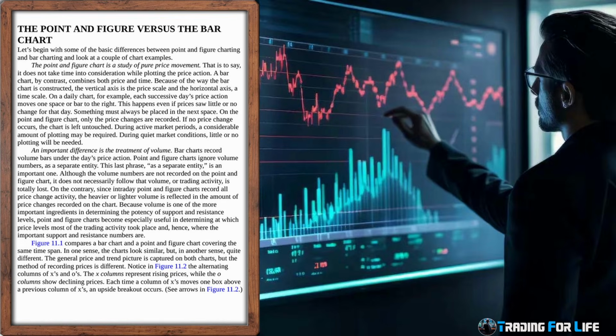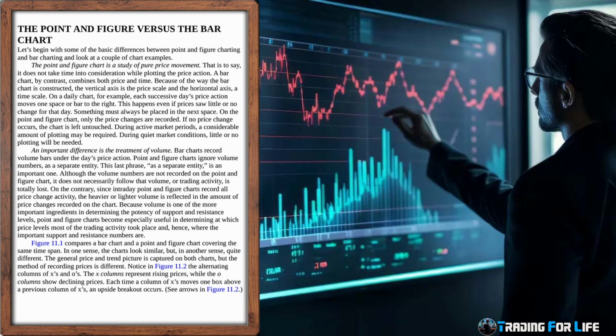An important difference is the treatment of volume. Bar charts record volume bars under the day's price action. Point and figure charts ignore volume numbers as a separate entity. This last phrase, as a separate entity, is an important one. Although the volume numbers are not recorded on the point and figure chart, it does not necessarily follow that volume or trading activity is totally lost. On the contrary, since intraday point and figure charts record all price change activity, the heavier or lighter volume is reflected in the amount of price changes recorded on the chart.